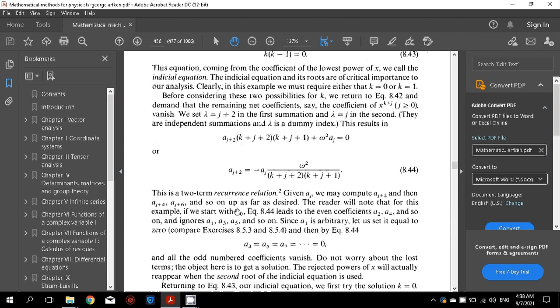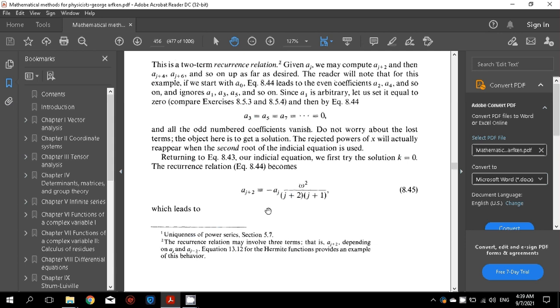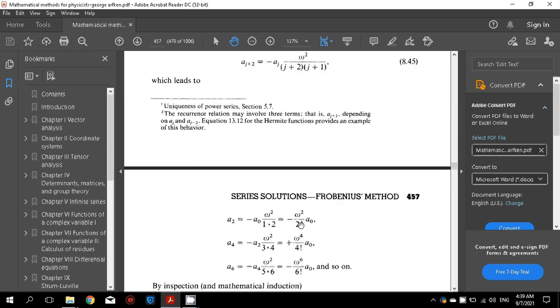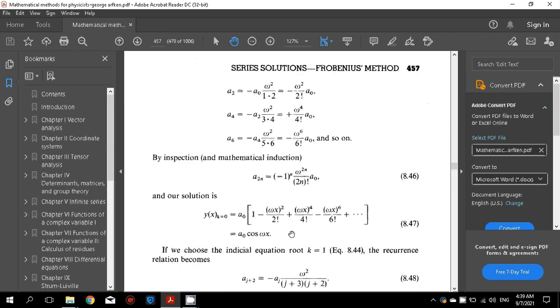Okay, so you must go through the description given here. This equation 8.45 has been written by taking k is equal to 0 of the initial equation. As I told you, when you put k is equal to 0, you will get the first solution. So these are the coefficients with k is equal to 0, and they give us the coefficients of the first solution. And when you put k is equal to 1, you will get the coefficients of the second solution.